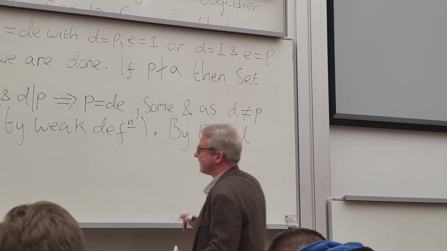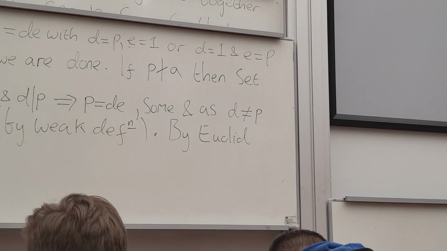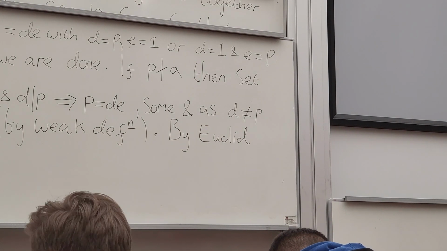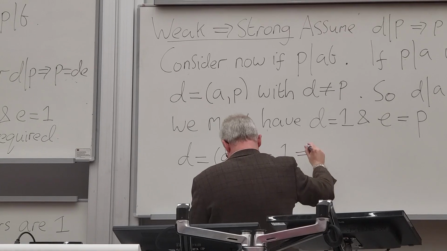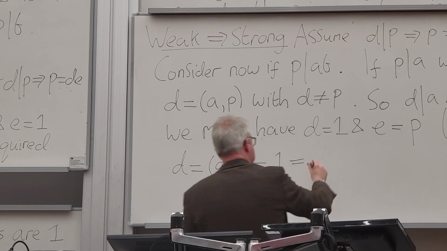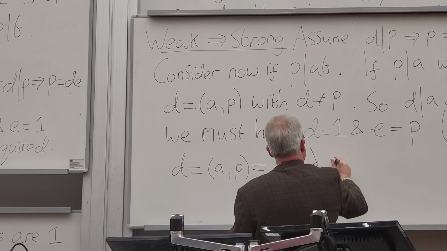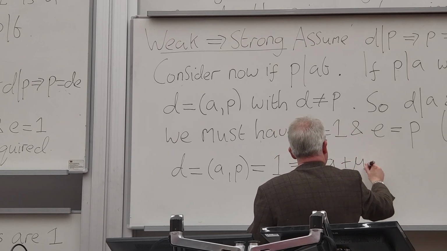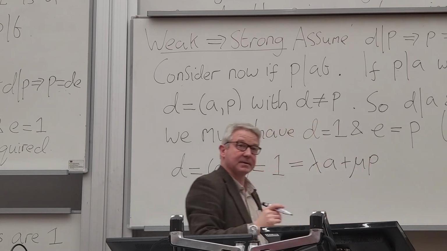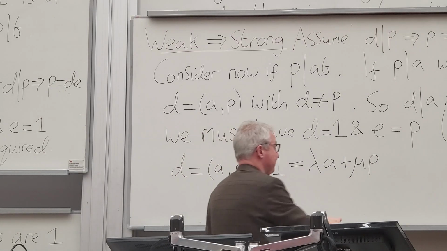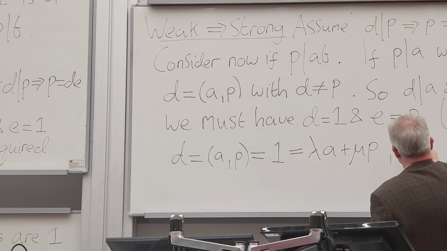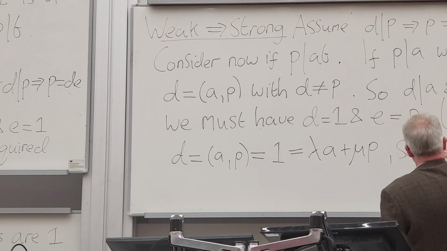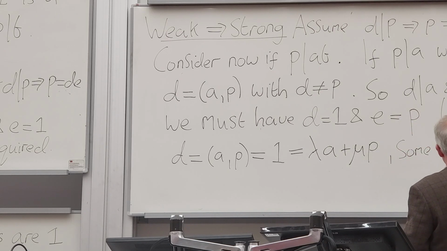So by Euclid, let's write out the full chain. D equals the highest common factor of A and P, which equals 1. We've deduced that much, which is lambda A plus mu times P for some integers lambda, mu. One of them is usually negative.